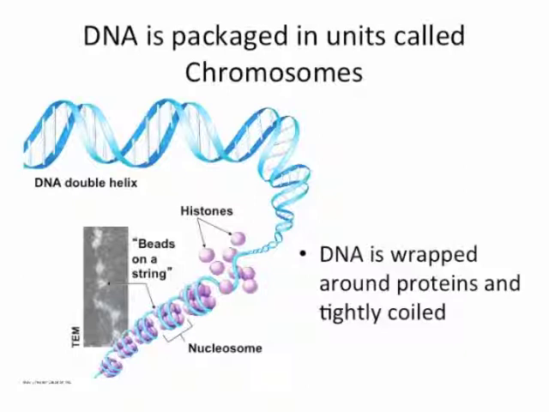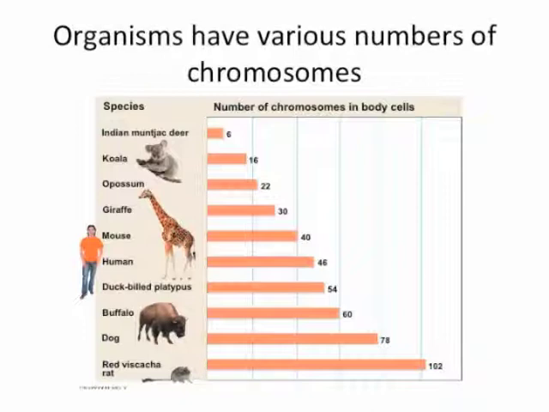So we don't just have one long strand of DNA in our cells. We have packets of DNA. And humans have 46 chromosomes. You can see on this chart, this is a chart of the number of chromosomes for different organisms. And you can see the number of chromosomes has nothing to do with intelligence or size or anything like that.